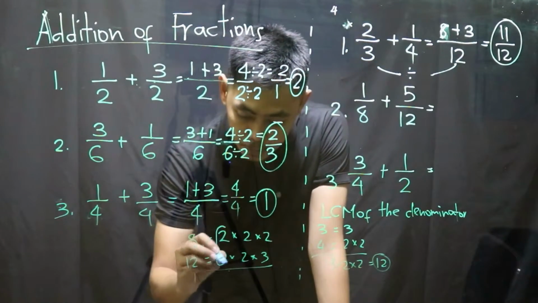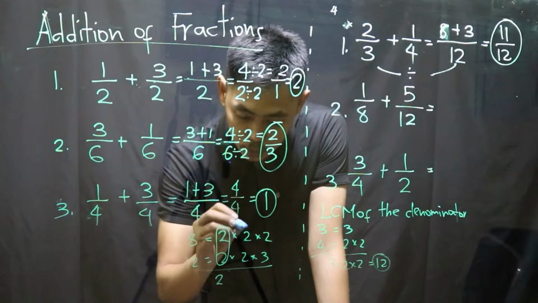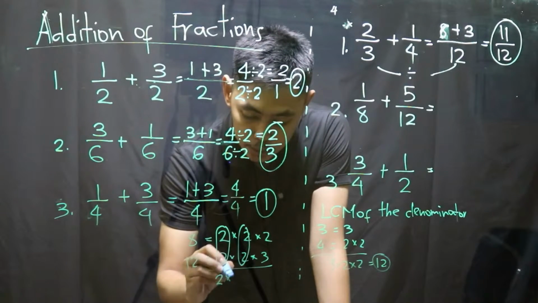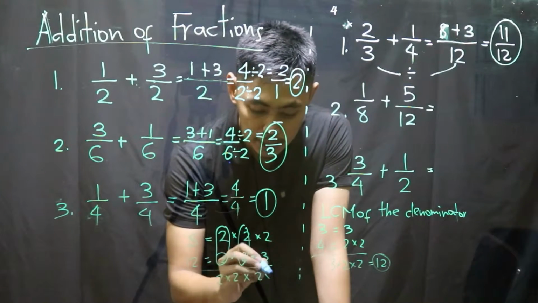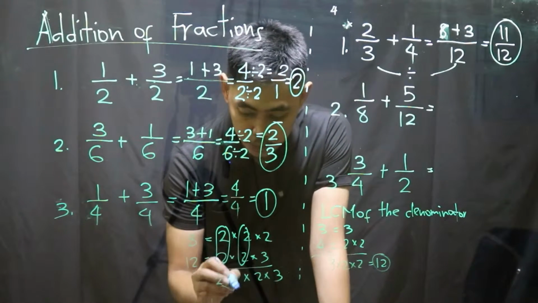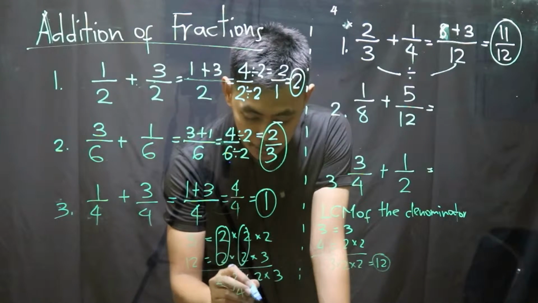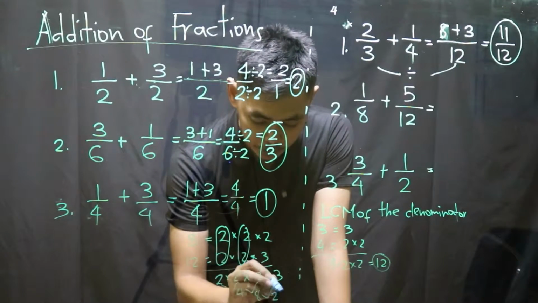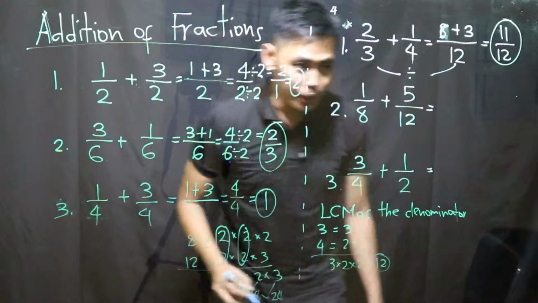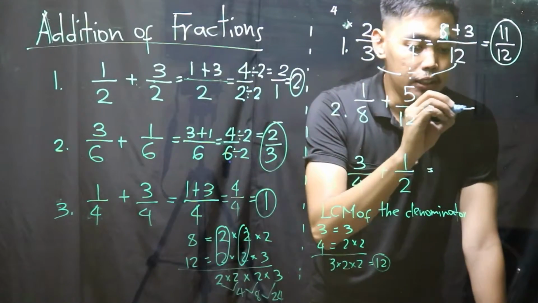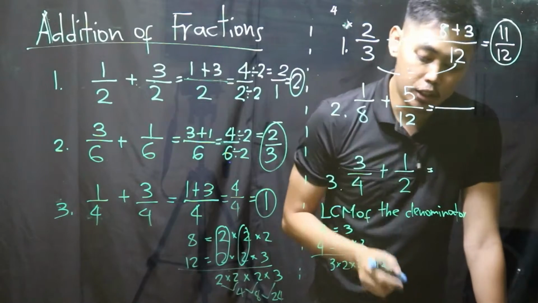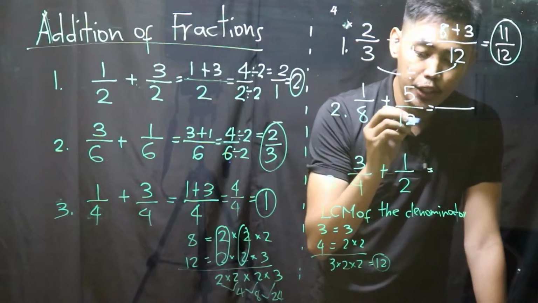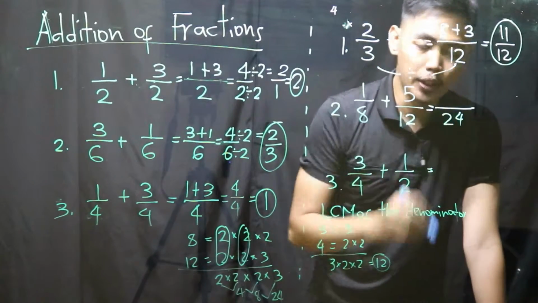So this is the first pair, this is 2. Second pair, times 2. Then we will multiply the rest, times 2 times 3. So 2 times 2 is 4, times 2 is 8, times 3 would be 24. So our least common denominator or LCD or LCM of the denominators is 24.